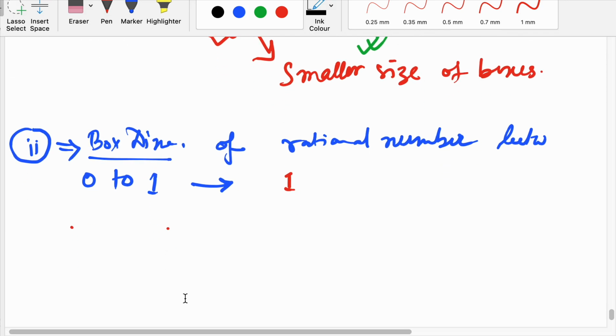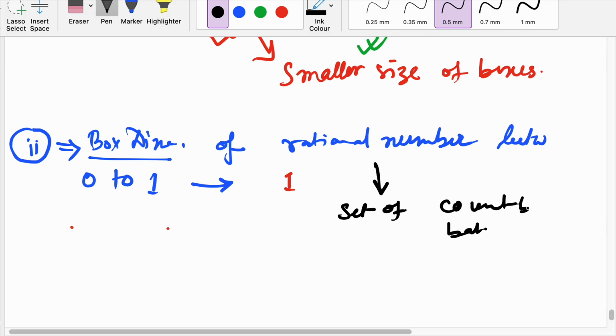But we know that the set of rational numbers is countably many, and it's not uncountably many. So its dimension could not be equal to 1. It should always be less than 1. That's why the box dimension gives us the wrong kind of information and wrong intuition. So box dimension is problematic, and often we can't use the box dimension.